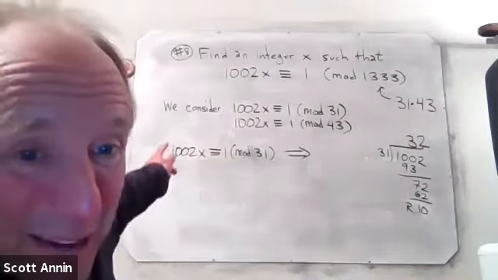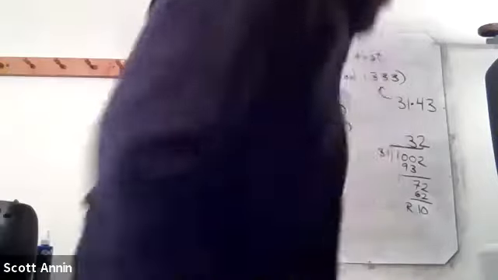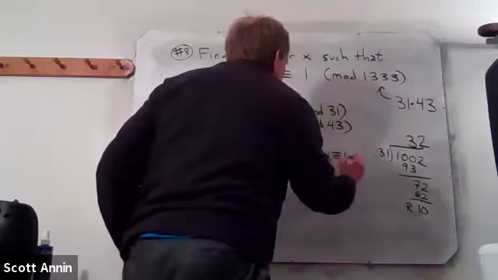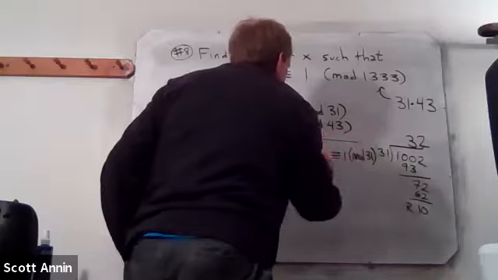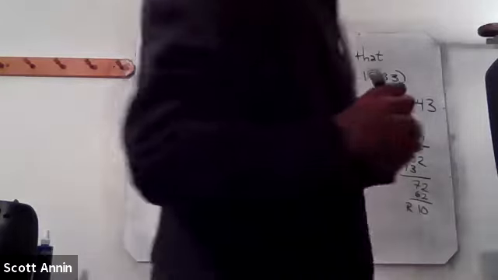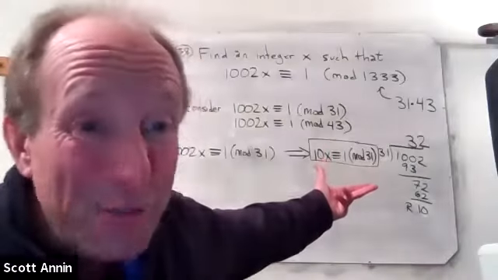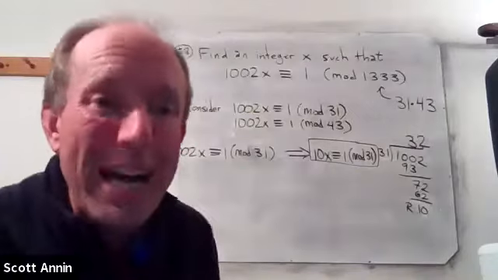So in mod 31, 1002 is the same as 10. So we can change this to 10x congruent to 1 mod 31. Okay? Now that's a linear congruence that we need to solve for x. Does anybody have an idea how we could solve for x right here?